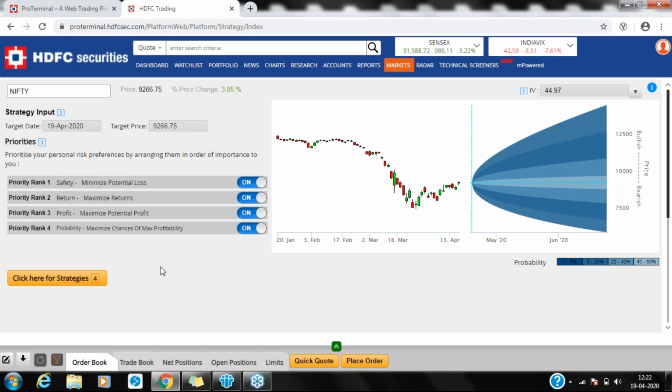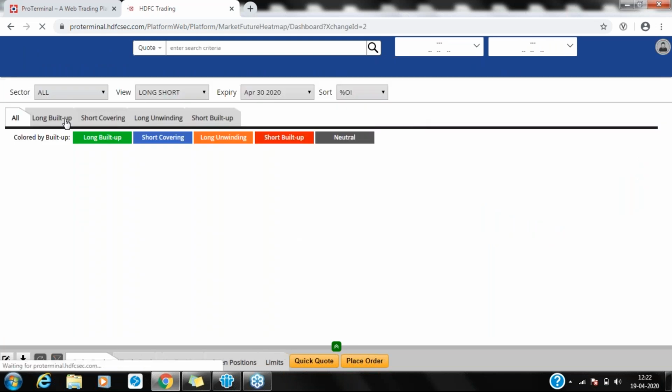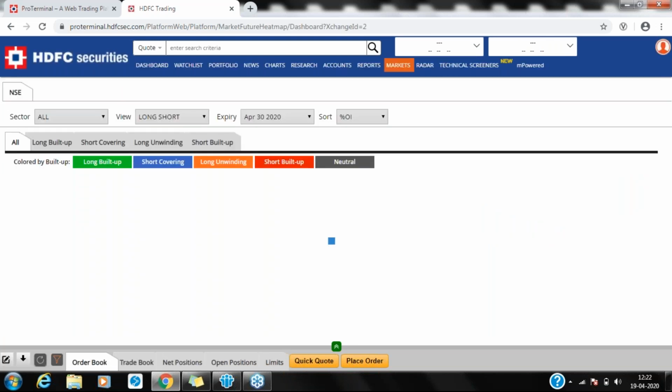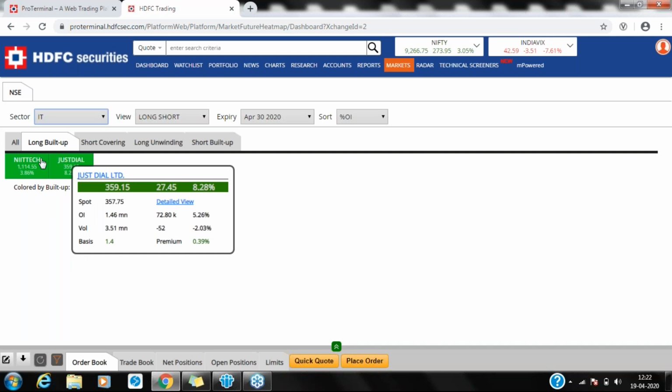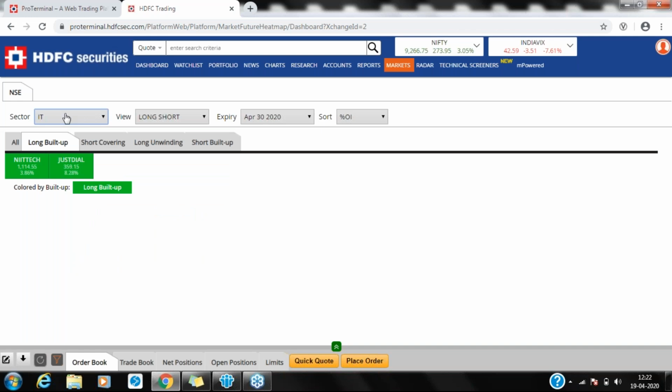Mr. Praveen has a question. Can I search for a particular stock in a scanner? Yeah, Mr. Praveen, you can select a particular sector, not a particular stock, obviously. Let's suppose in a heat map, you want a long build-up stock, which is a very bullish signal, but you want only from the IT sector. So you can select the IT sector, and in the IT sector you can even get a list of stocks which are giving you a long build-up. So you can go with the sector, but you can't select a particular stock. You can't do that.